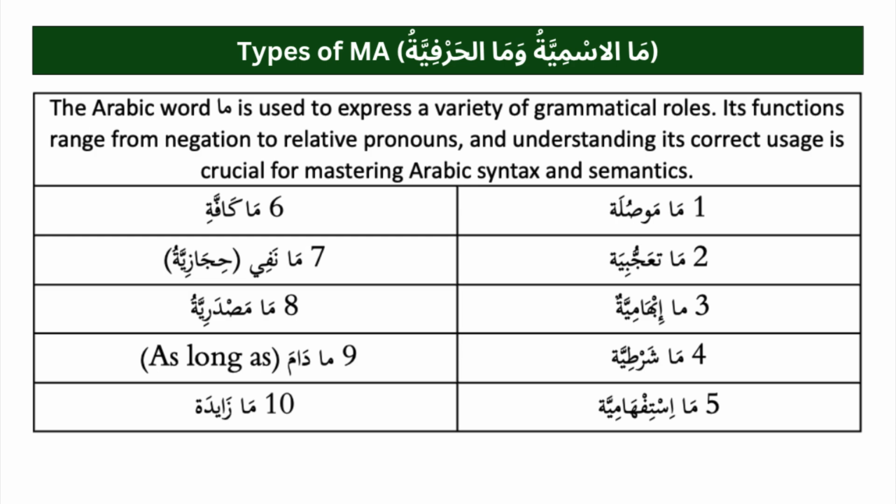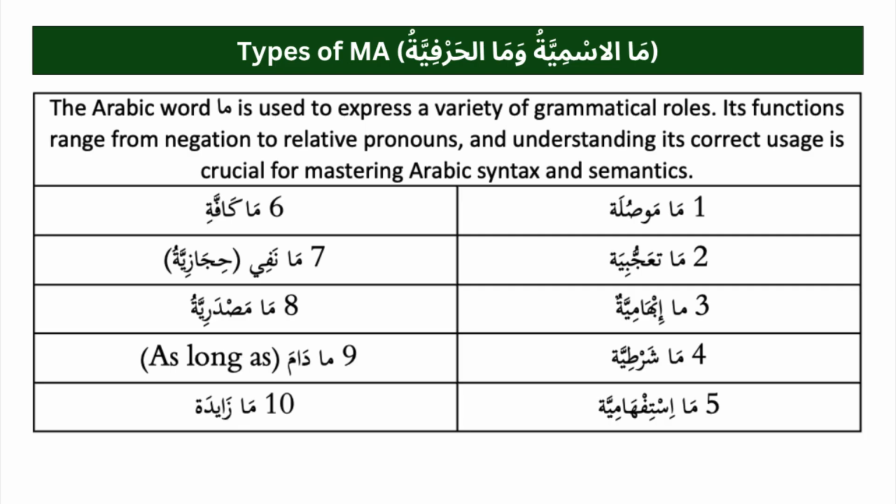If students understand the different uses of ma, many Quranic structures become much easier to recognize and explain. The slide begins by saying that the Arabic word ma is used to express a variety of grammatical roles. Its functions range from negation to relative pronouns, and understanding its correct usage is crucial for mastering Arabic syntax and semantics. This is a very important opening statement, because it reminds us that ma is not one single fixed word with one single meaning. We must always ask, what kind of ma is this?